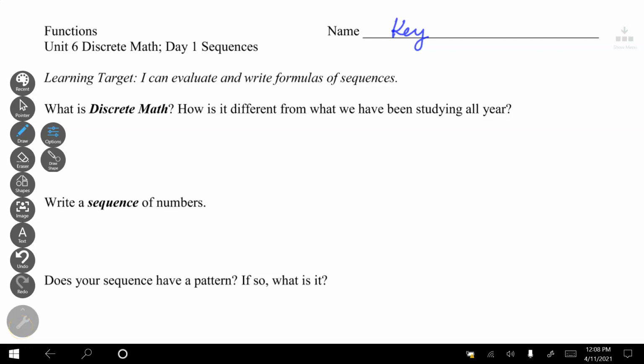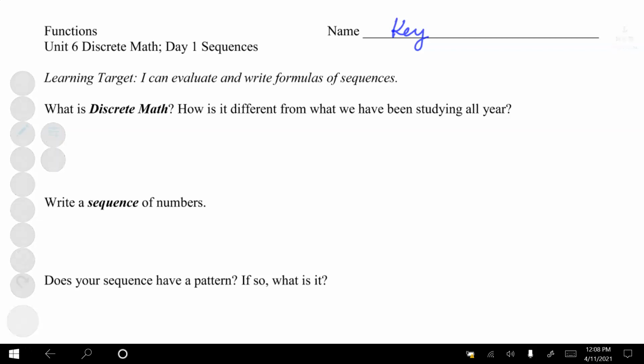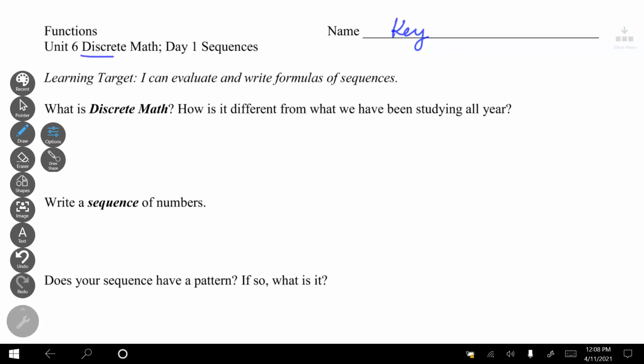Welcome to a new unit. Unit 6 is called Discrete Math. Discrete math is not like it's secret or something. Discrete is basically a type of math that is not really as algebraic or continuous, and we'll talk about what it means in a minute. And our first day is going to be about sequences.